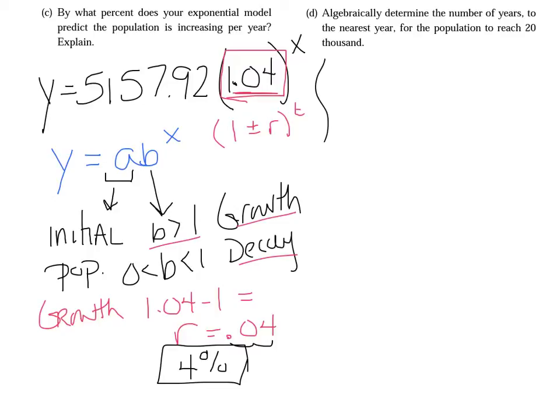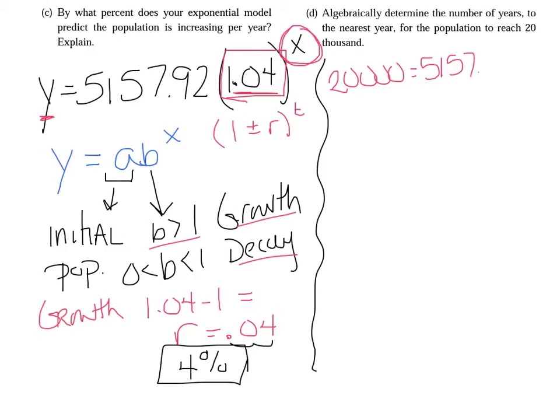All right, part D for the fun part of the question. It says algebraically determine the number of years to the nearest year for which the population will reach 20,000. All right, so I'm going to basically use the equation I have. I'm determining my year or my time when this thing equals 20,000. So I'm just going to set that equation equal to 20,000. 7.92, 1.04 to the x.